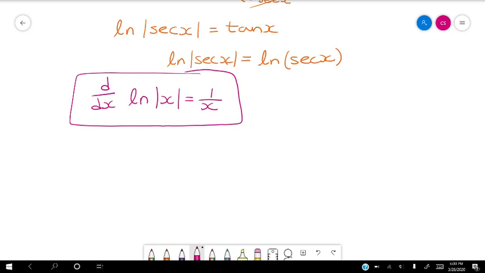So there you go. All right, so let's go ahead and pause here. We're not done with this section. When we come back, we're going to learn about logarithmic differentiation.